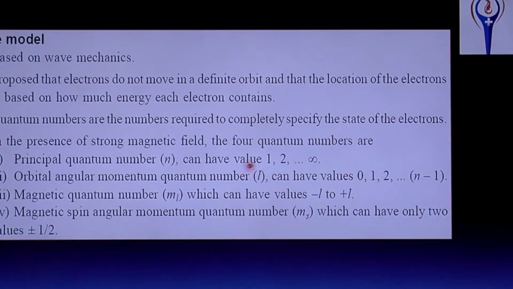So by knowing the principal quantum number, it's possible to find all the quantum numbers. L depends upon n only, with values 0, 1, 2 up to n minus 1. The magnetic quantum number depends upon L only, as plus or minus L. And the spin quantum number is plus or minus 1 by 2.